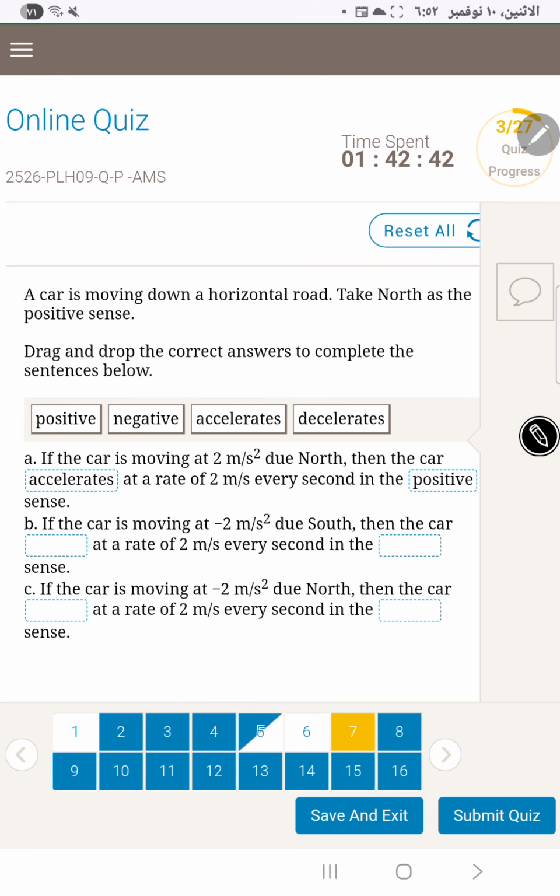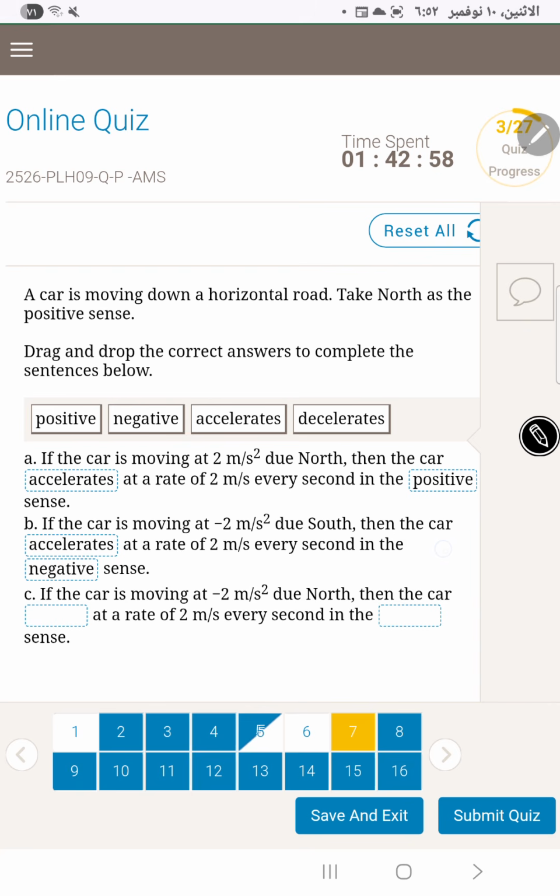If the car is moving at negative 2 meters per second squared south, then the car is accelerating 2 meters per second every second in the negative sense. So here also it accelerates in the negative sense. If the car is moving at negative 2 meters per second due north, be careful, due north means positive.